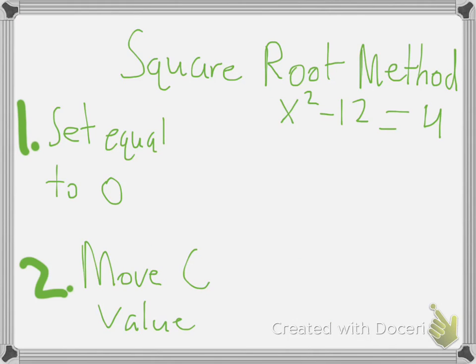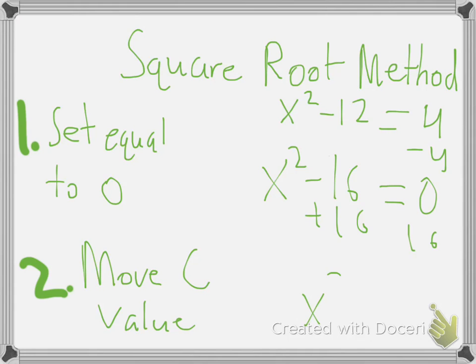The last method that we will be using is the square root method. This method is useful when you don't have a b value. So the first thing you have to do is set it equal to 0. So we're going to have to minus 4 from this side. So we get x squared minus 16 equals 0. After this, you move the c value, so you add 16 to both sides, which makes you get x squared equals 16.